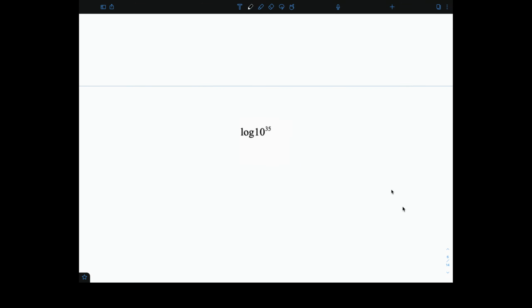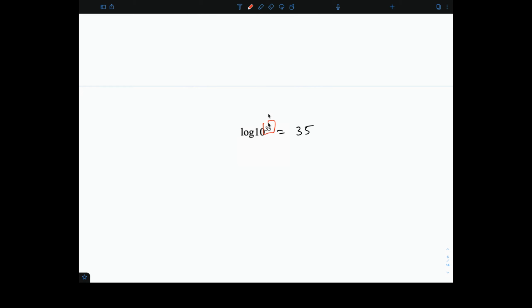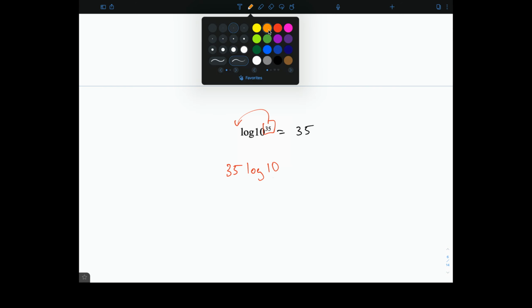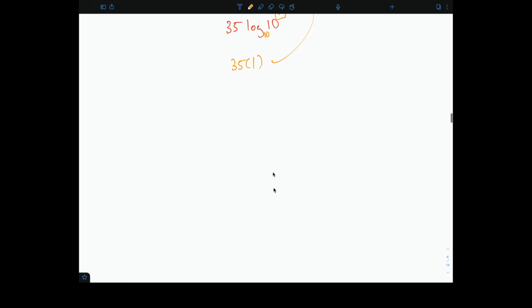Okay, this one's funny. This is actually equal to 35, but what they're wanting you to do is realize that the rule is to put the 35 in front. So this is actually kind of cool because we know that when the base is 10 and the argument is 10, this is 1, so this is actually 35 times 1, which is still 35. So either way.